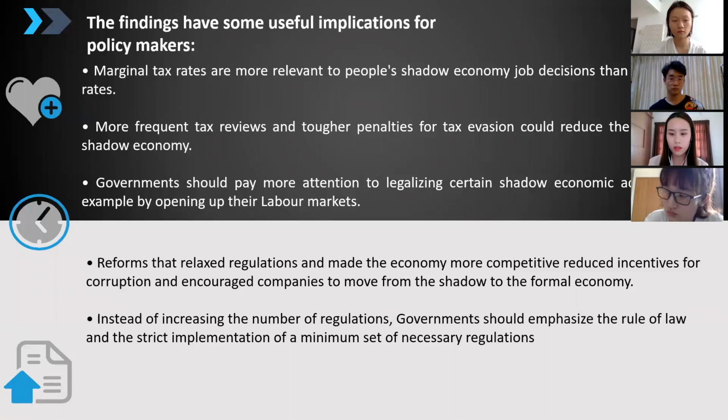Instead of increasing the number of regulations, governments should emphasize the rule of law and the strict implementation of a minimum set of necessary regulations.